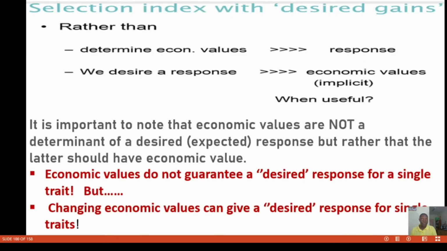So selection index with desired gains will determine economic values that lead to a response. But rather than doing that, we want to look at a desired response that has economic values implicit. So it's important to note that economic values are not a determinant of a desired or expected response, but rather that the latter should have economic value.